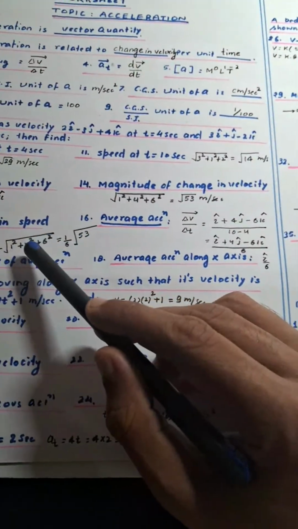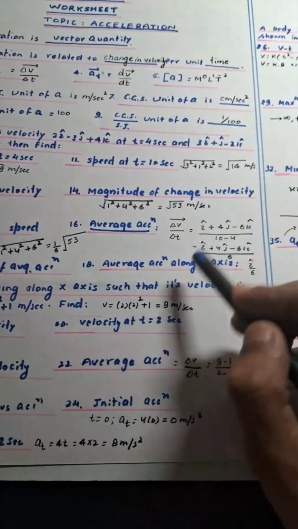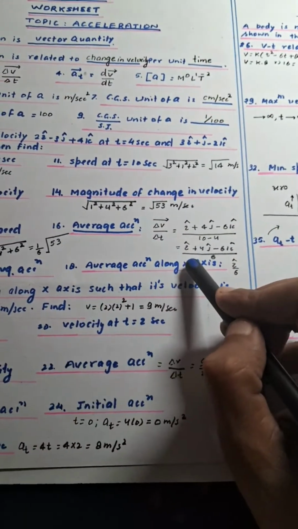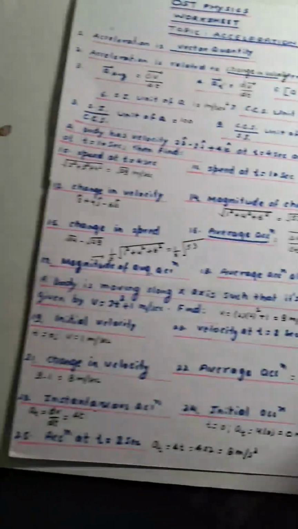So that will be 1 by 6 root under 1 square plus 4 square plus 6 square. That will give us root 53 by 6. Then is average acceleration along x-axis. So now take the component. Average acceleration along y-axis will be j cap by 6.